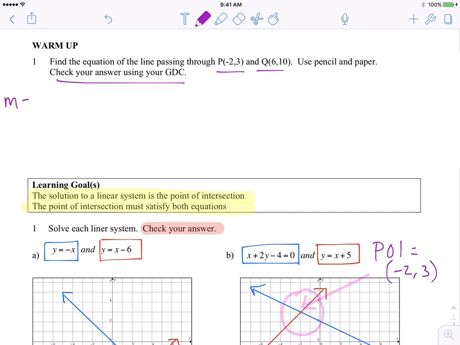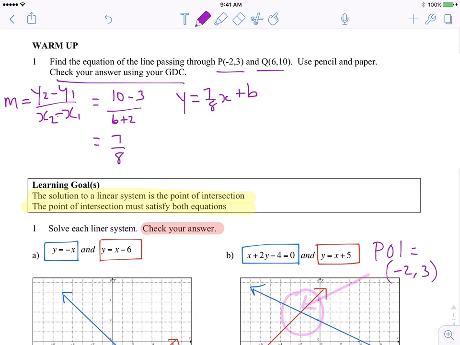So of course we always want to start off with our slope formula, y2 minus y1 over x2 minus x1. In this case, y2 minus y1 is going to be 10 minus 3, and 6 minus negative 2 is really 6 plus 2, if we follow our integer laws. 10 minus 3 is 7, and 6 plus 2 is 8, so our slope is 7/8. So we know that right now y equals 7/8 x plus b. But we don't know the y-intercept.